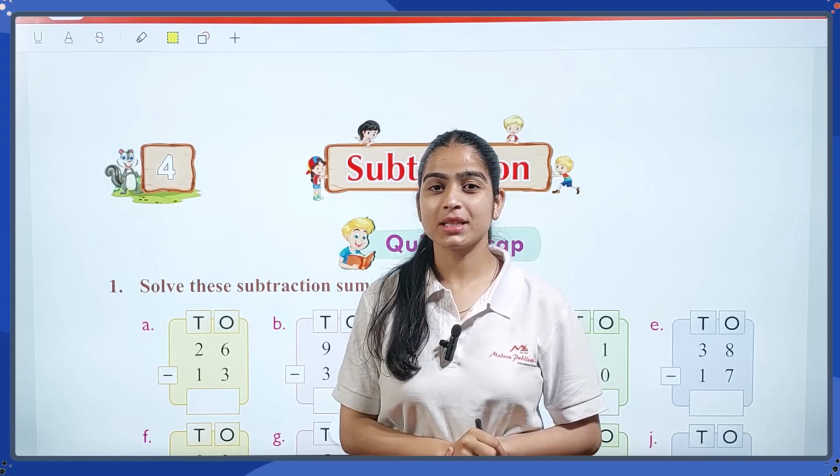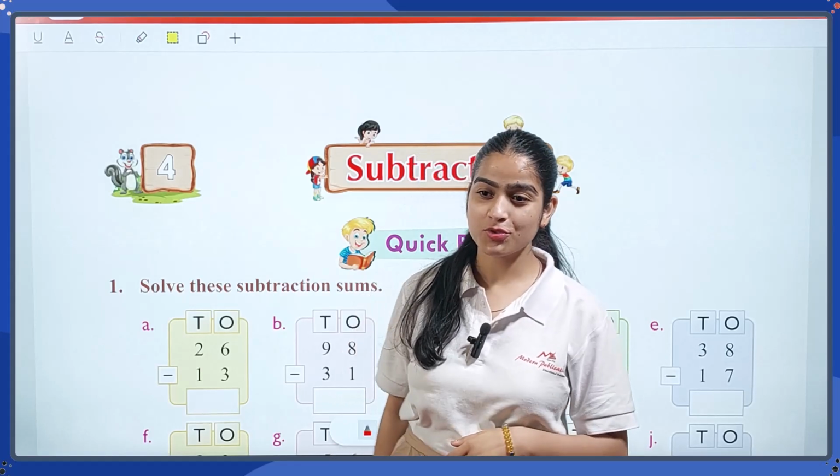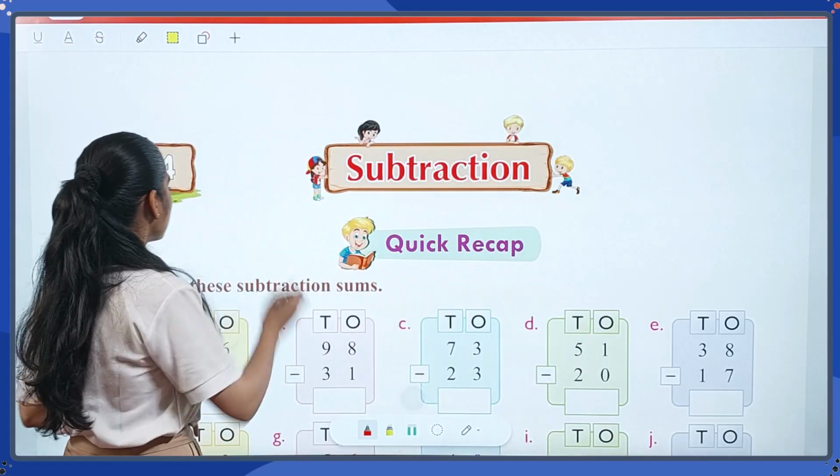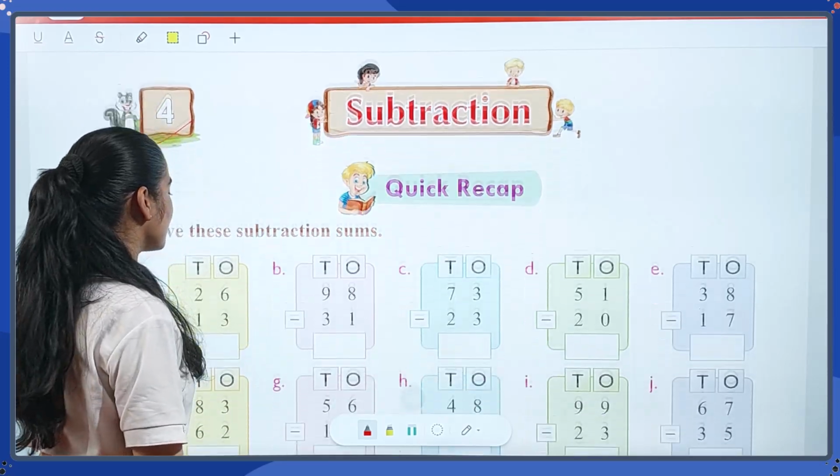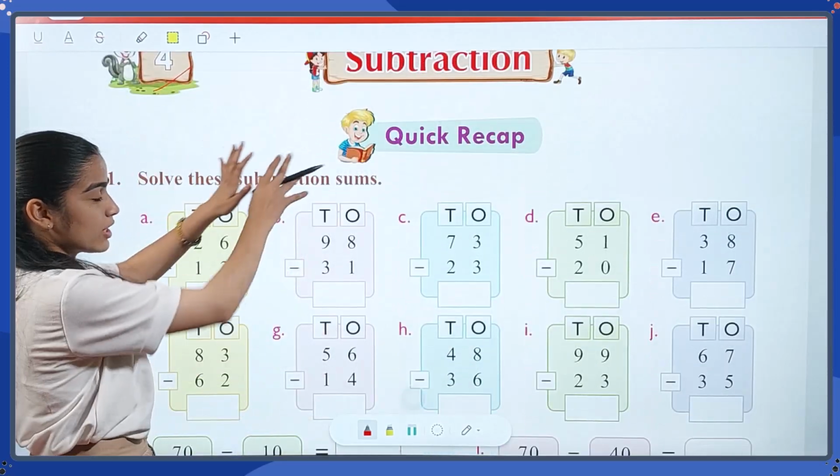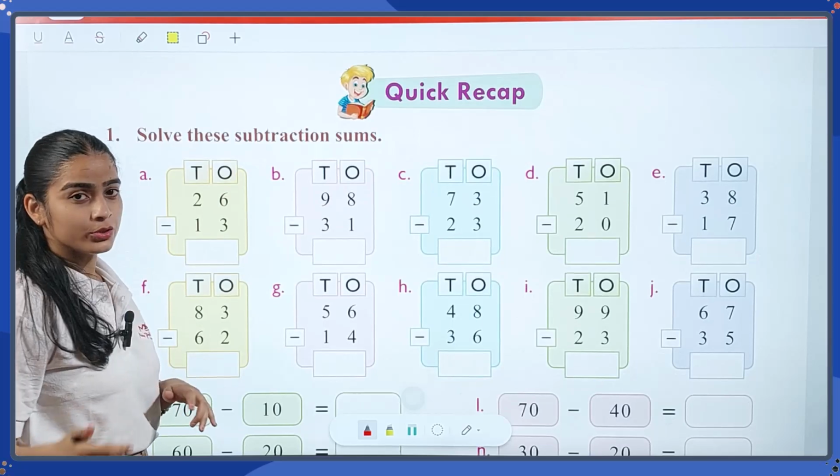So students, I'm your mathematics educator, again here with a new chapter. We have chapter number 4, which is subtraction. Solve these subtraction sums. First we take a quick recap. So all of you, let's get started.